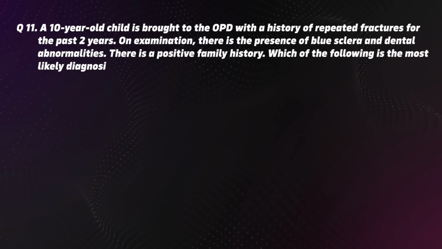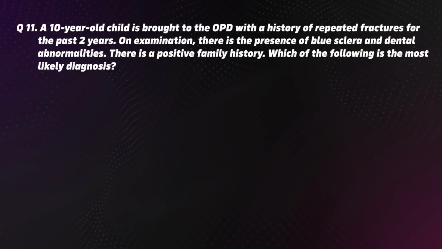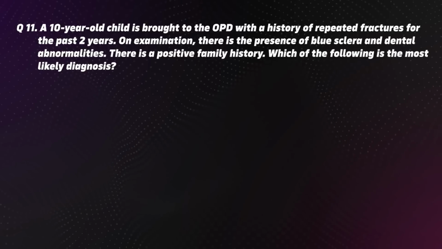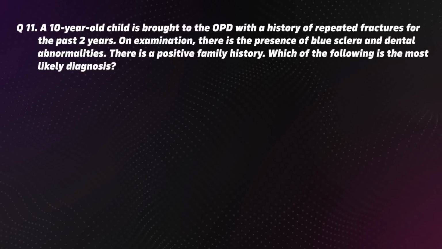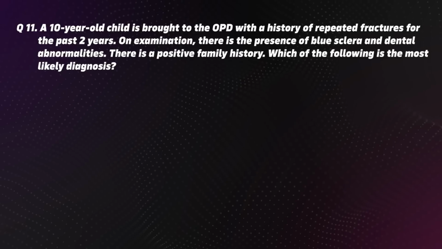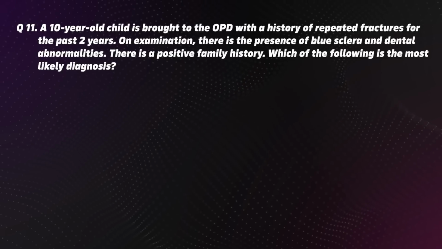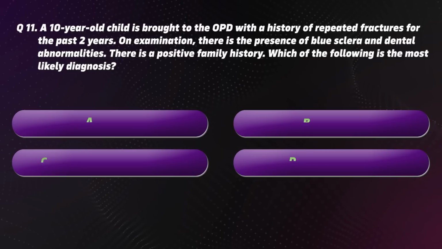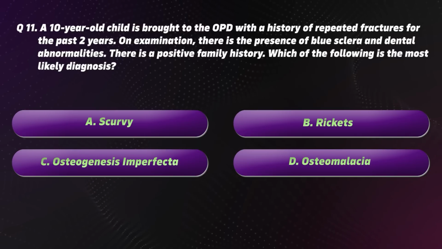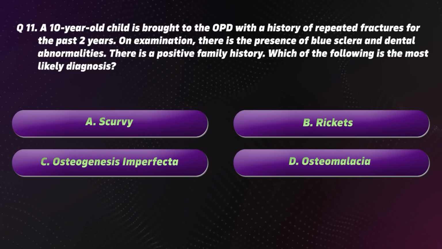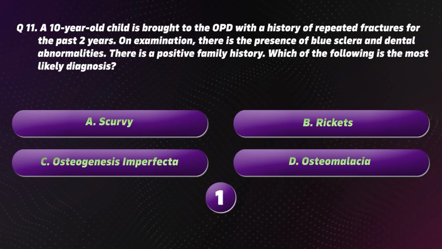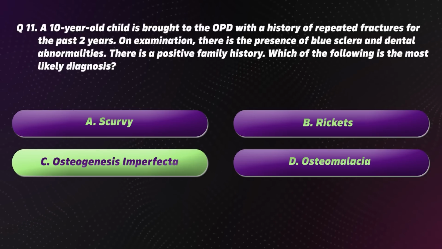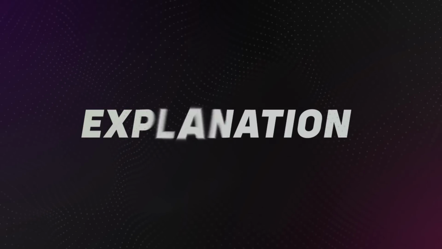Question 11. A 10-year-old child is brought to the OPD with a history of repeated fractures for the past 2 years. On examination, there is the presence of blue sclera and dental abnormalities. There is a positive family history. Which of the following is the most likely diagnosis? Here are the options. A. Scurvy. B. Rickets. C. Osteogenesis imperfecta. D. Osteomalacia. And the correct answer is option C. Osteogenesis imperfecta. Here's the explanation.